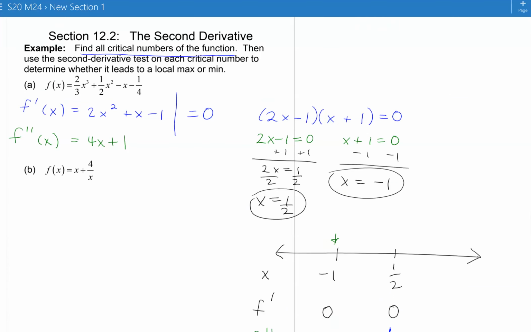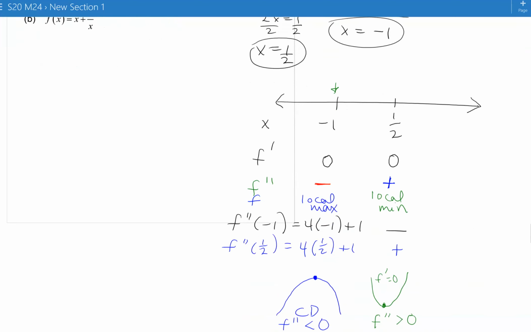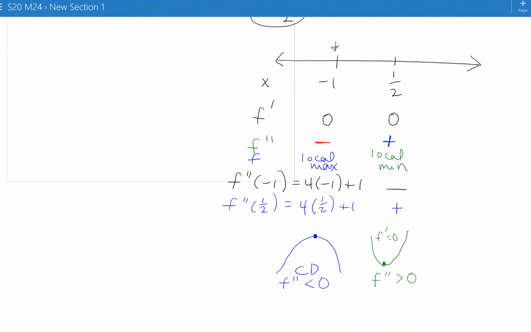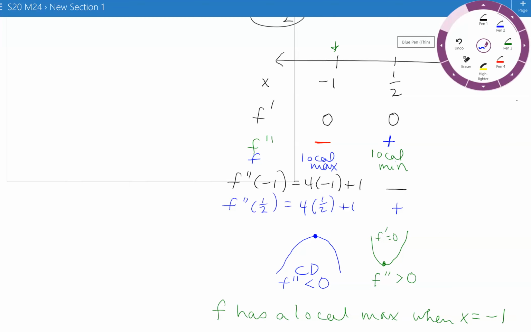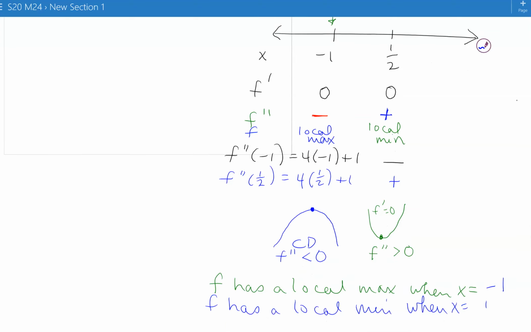Okay, so we were asked to determine whether we had a local max or min. So that's what we have found. So let's write our answer out clearly that F has a local max when x equals -1, and F has a local min, has the local max when x is 1, oh, that's right, -1, and the local min when x is 1/2.